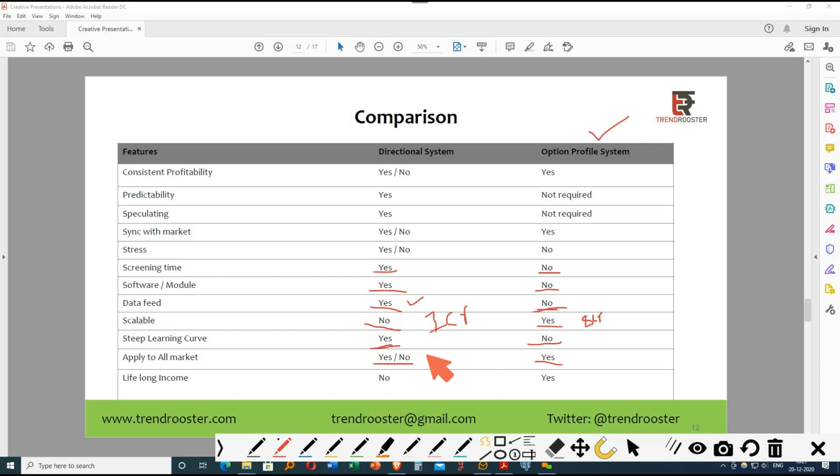Okay, so the option profile trading system is not like that. It's designed only around the process. So it works on all option profile systems, in all market conditions.